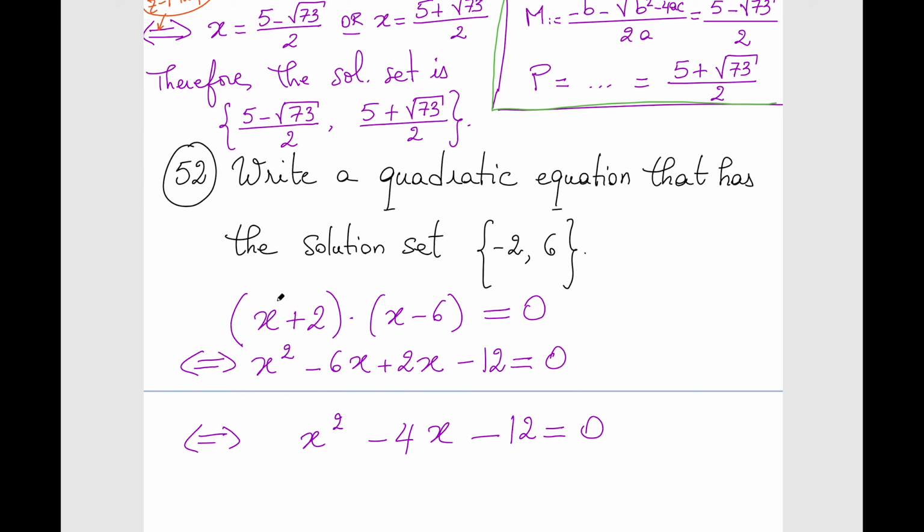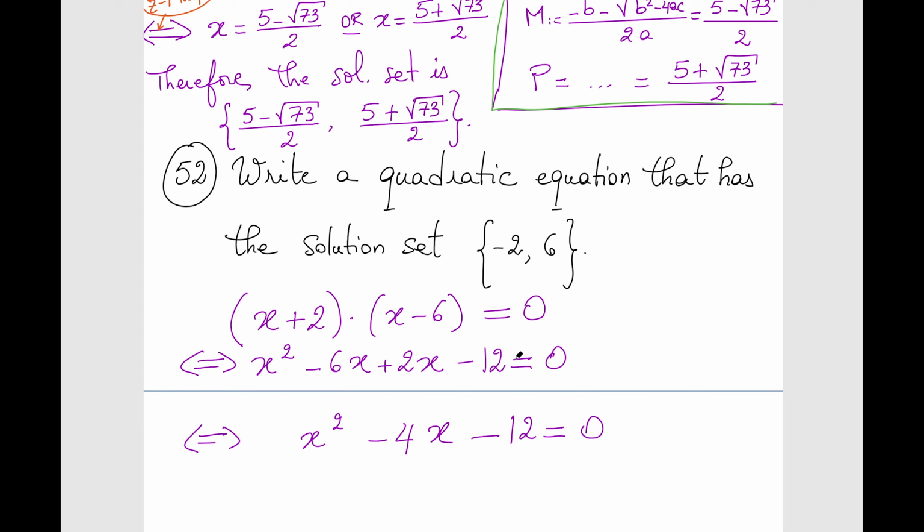I mean, one way is to force these two to be solutions. So x plus 2 times x minus 6 has these two as solutions, as we just discussed, and then FOIL it out. You get a quadratic, or second degree polynomial equals 0, which means a quadratic equation, right?